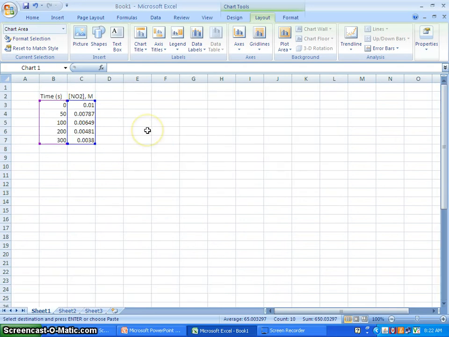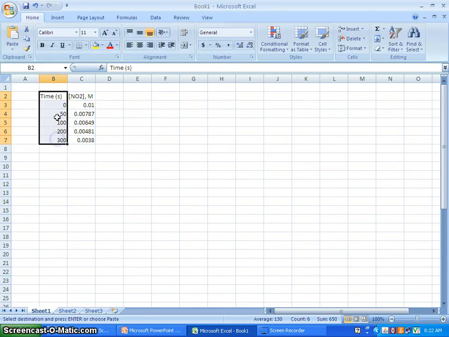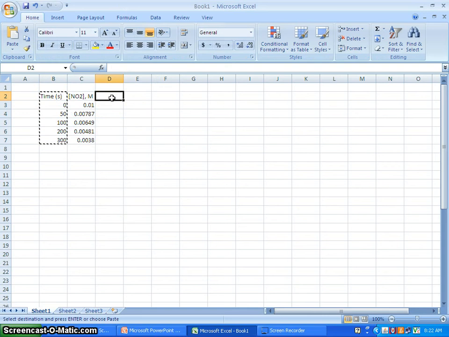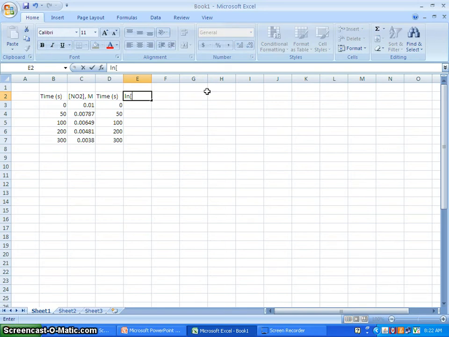Now we're going to actually try to determine whether it's first or second order by graphing. There's two graphs that we need to make. First of all, we're going to have to copy our time, so highlight the time, right click, copy, and all I'm going to do is press enter, and that'll copy the time. Now we're going to graph time versus the natural log of the concentration. So I'm going to write natural log concentration of NO2.